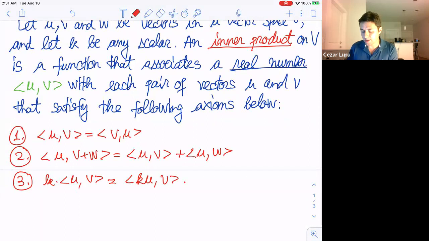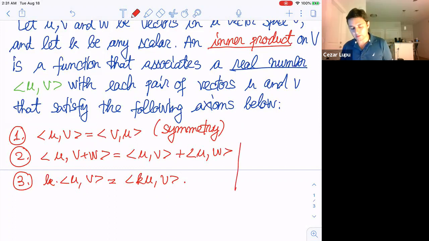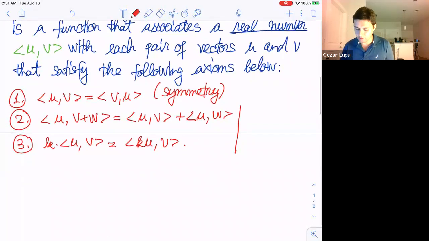Well, if you combine these, the first one says that the inner product is symmetric. In fact, let me write like this. We have symmetry. And the second one and the third one tell you that the inner product is bilinear.